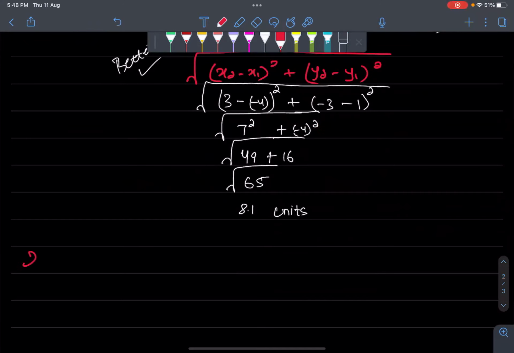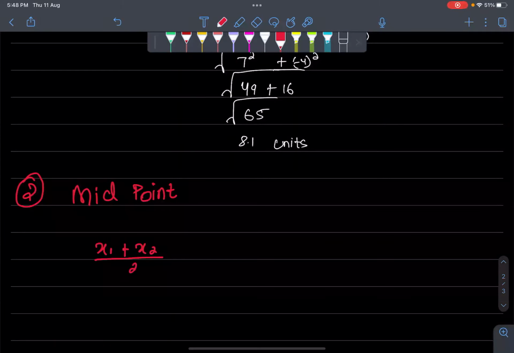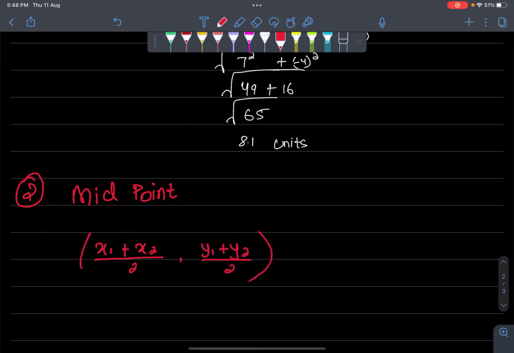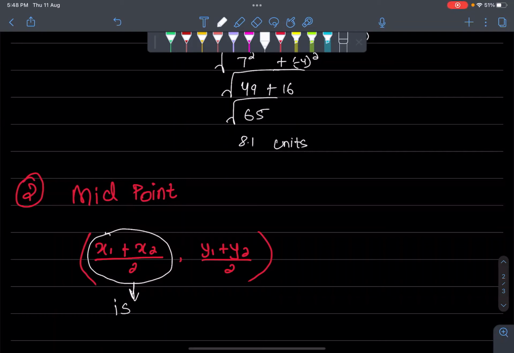Now let's move on to the second formula, that is the midpoint. Midpoint formula. Okay, let's first write down the formula. x1 comma x1 plus x2 upon 2, comma y1 plus y2 upon 2. Now focus on one thing. There is one thing to be noted over here, that this entirely is a single coordinate, the x coordinate.